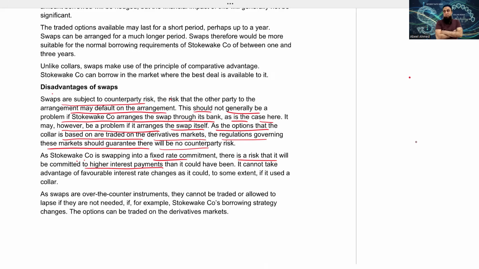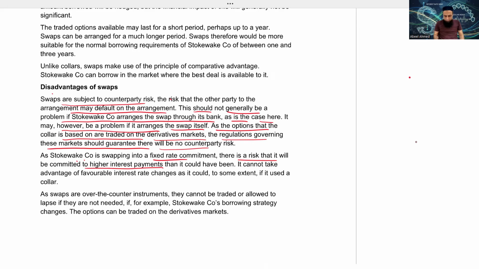See, if the interest rate actually falls, you won't be able to get the benefit and you end up paying, because a fixed rate means you will be paying that particular rate. There's a possibility in the future that if the interest rate falls, you will end up paying more interest because the fixed rate is higher.